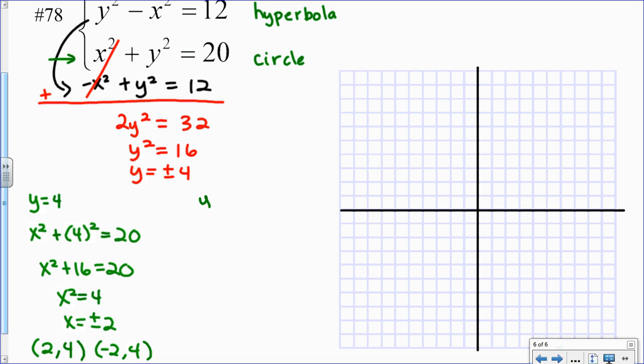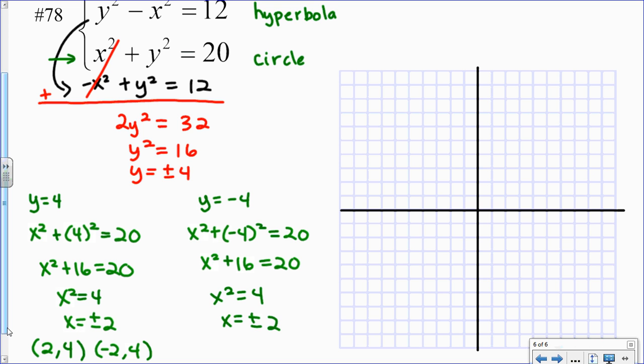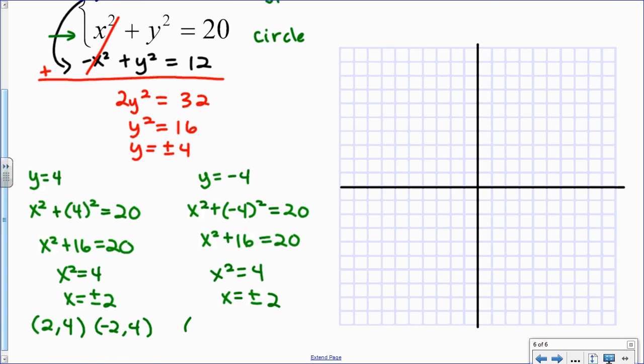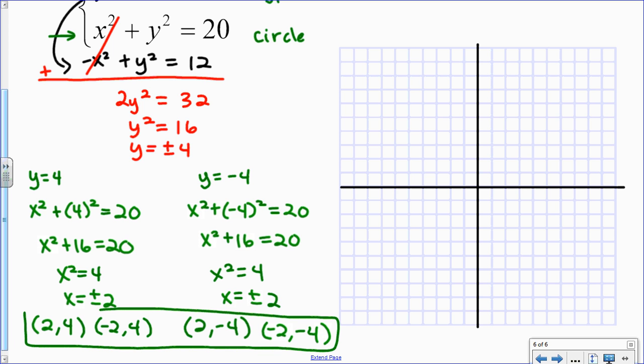Okay, now plug in negative 4. So you're doing the same thing. So x squared plus negative 4 squared equals 20. If you square negative 4, you still get positive 16. Alright, so x squared equals 4, and x is plus or minus 2 again. So now when y is negative 4, you get 2 and negative 2 again. And now these are the points 2, negative 4, and negative 2, negative 4. So you have 4 solutions, 4 points of intersection here.